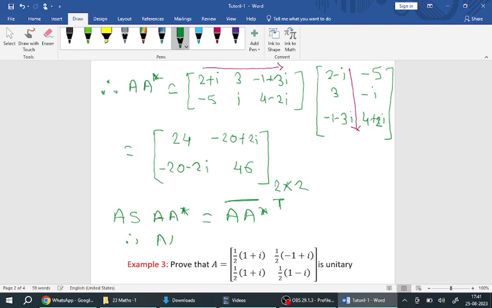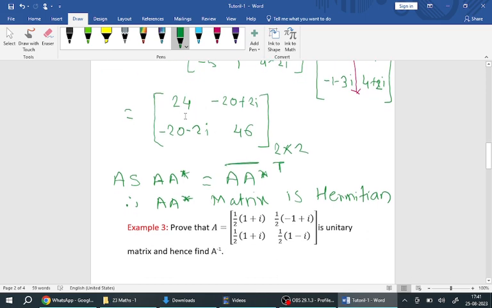Therefore A star matrix is Hermitian, and that is the end of example 2. This extra step, if you want, yes, you can do it, or by observation you will find out this is A equal. You can write directly also. The choice is yours.